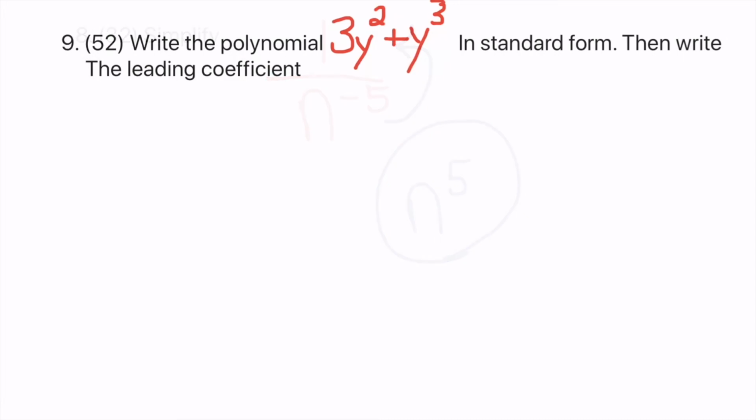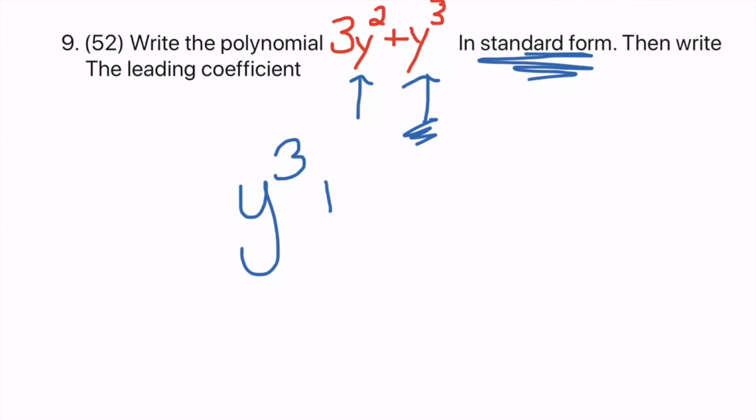Number 9, write the polynomial 3y squared plus y cubed in standard form. Then write the leading coefficient. So standard form, when you're writing polynomials, means you have to have it in order of the exponents descending. So you want to have your greatest exponent first and then them descending. So notice that this is y^3 and this is y^2. So this one right here should be first because it has the bigger exponent. So that should be y^3 plus 3y squared.